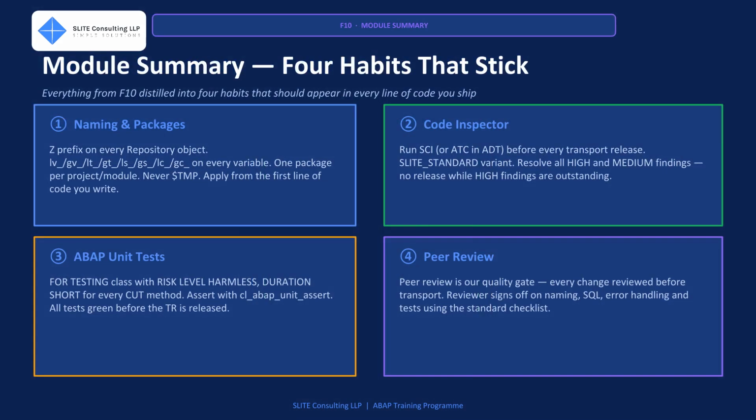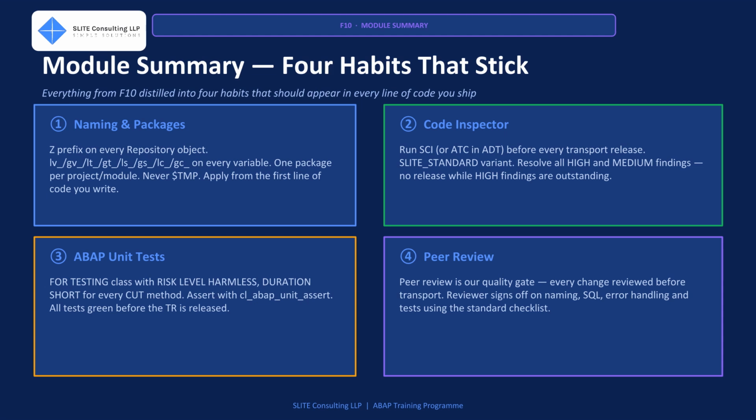This is the summary slide for F10. 4 habits distilled from everything we have covered. They should appear in every line of code you ship from this point on. 1. Naming and packages. Z prefix on every repository object. LV_/GV_/LT_/LS_/GS_/LC_/GC_ on every variable. 1 package per project module. Never $TMP. Apply from the first line of code you write.